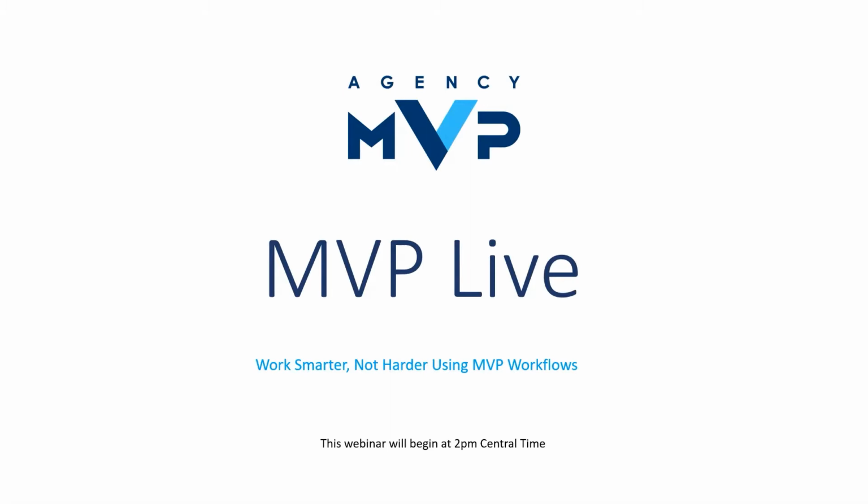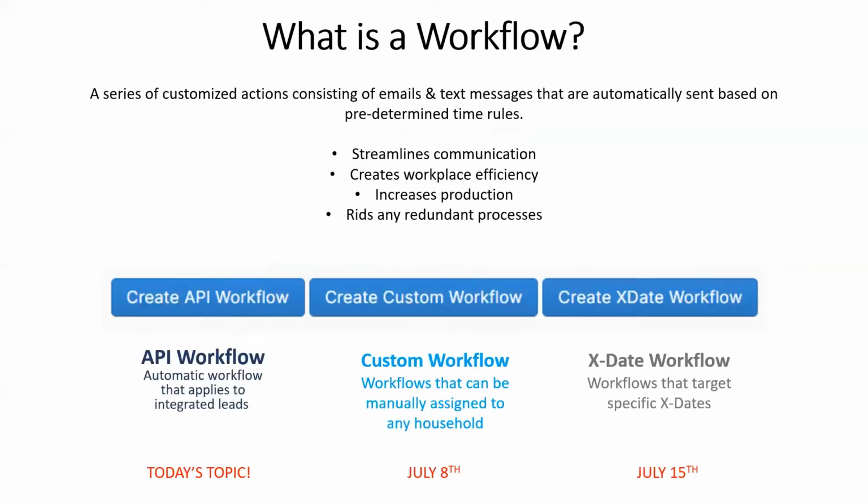Let's go ahead and get started with today. So let's look at the first page we looked at last week as well. Just start here, do a quick little refresher for everybody. So we've got 3 different types of workflows here in Agency MVP. We have an API workflow, custom workflow, and an X-Day workflow. Workflows are for you to streamline communication, okay? So that's what we use them for.